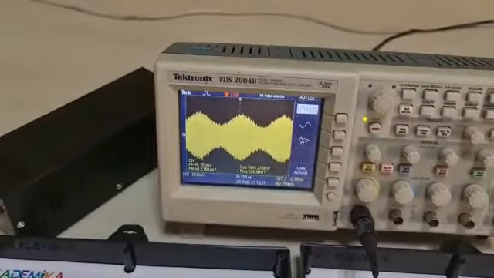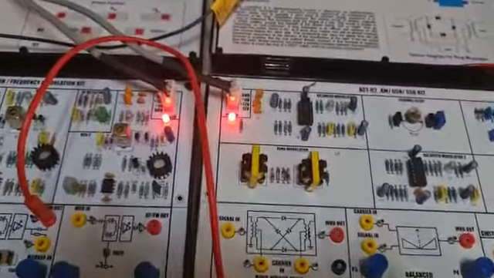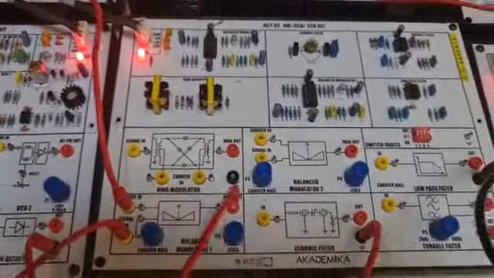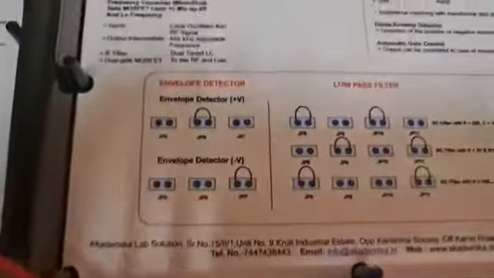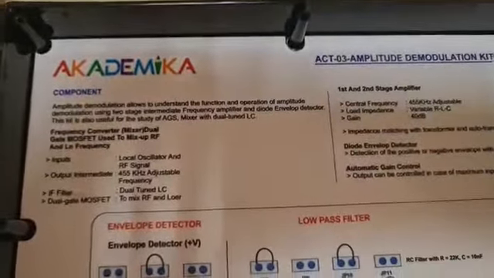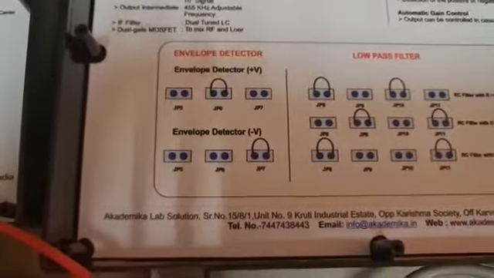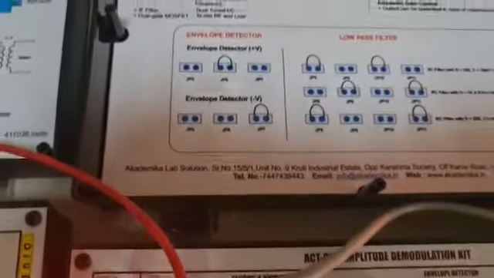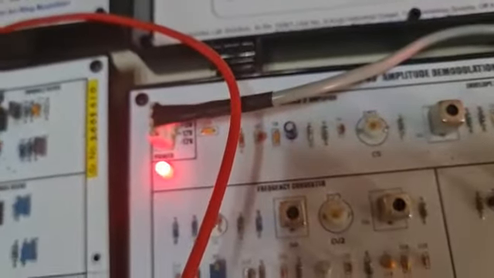Next, in amplitude modulation and demodulation, is the demodulation part. This is the amplitude modulated waveform. It is now given to the demodulation input of the demodulator. This is a demodulator kit, the third one, the amplitude demodulation kit. Here again we have the process for amplitude demodulation. Different types of amplifier stages are also there.